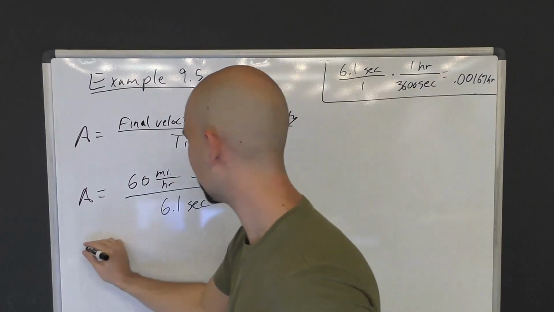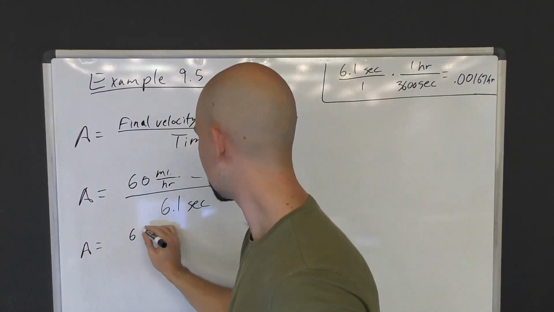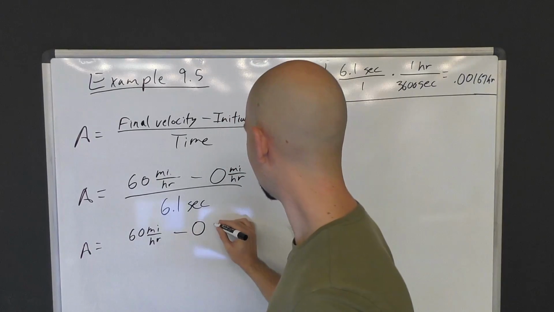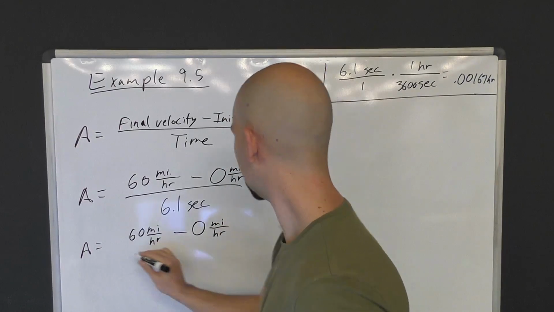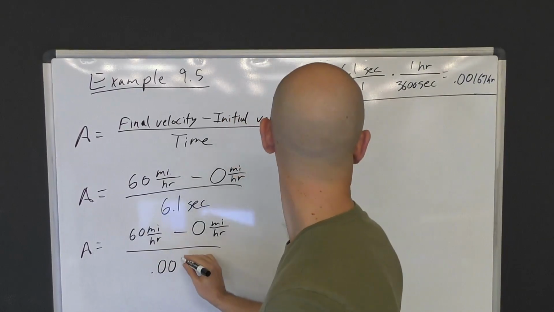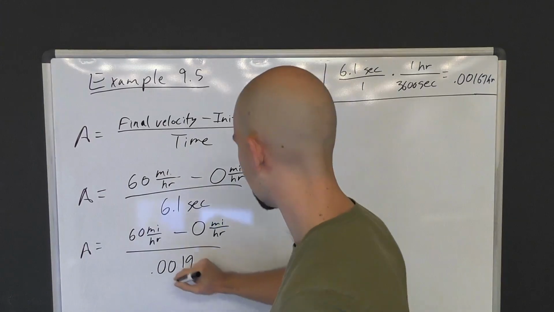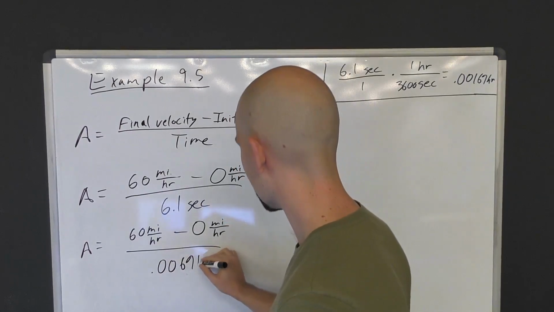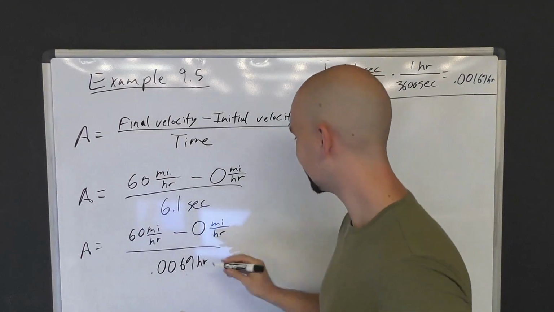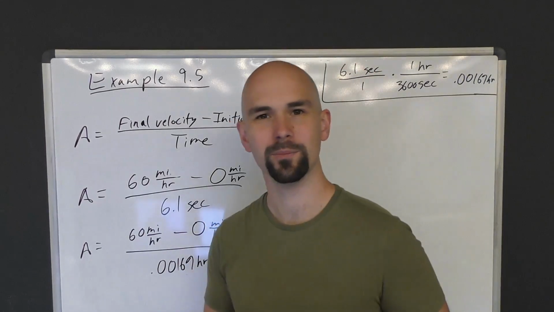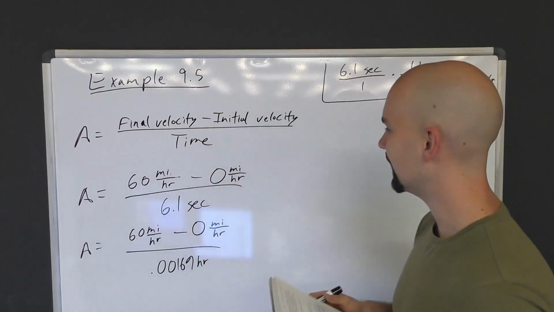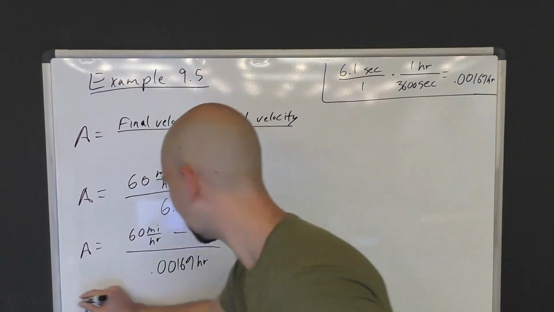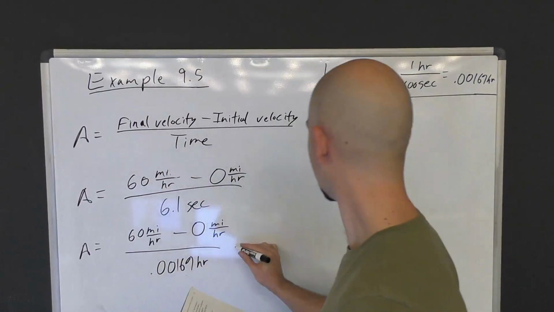All right, so I'm going to rewrite this with that new information. 60 miles per hour minus 0 miles per hour over 0.00169 hours. So now we have consistent information all the way through, same units, so we can proceed. 60 minus 0 is, of course, 60. Oh, I'll write this over here so we don't run out of visible space.